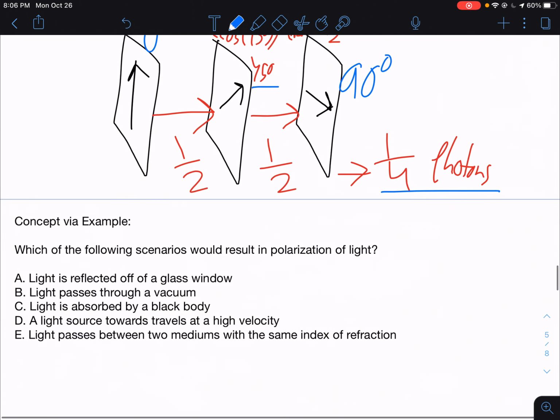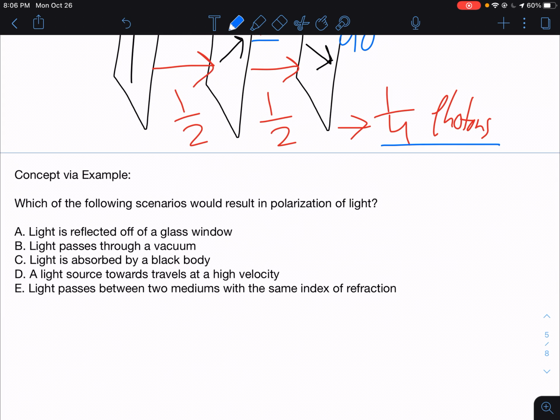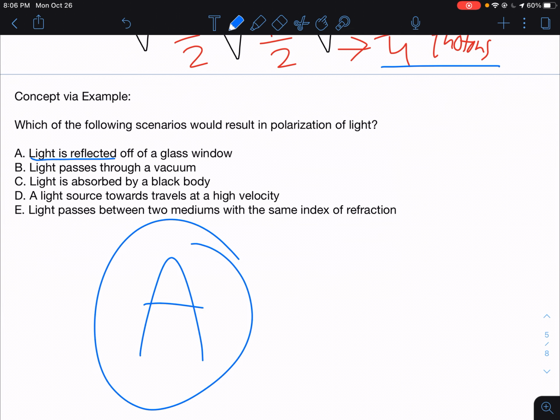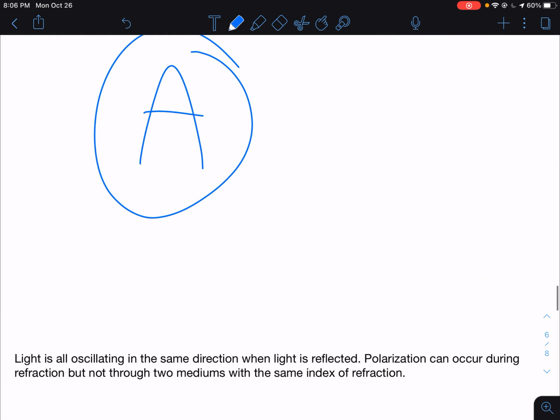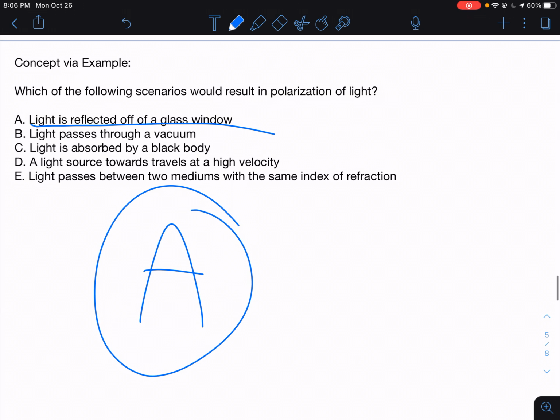So here's another concept in polarization via an example. So spend a minute or two and think about this problem. And so now I'm going to show the solution. The solution is actually A, right? It's when light is reflected that it gets polarized. And so you can see that it's because light is oscillating in the same direction when it is reflected. And so regarding answer choice E, there's no polarization with the same index of refraction. The polarization will not occur.